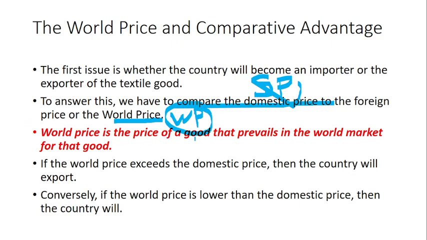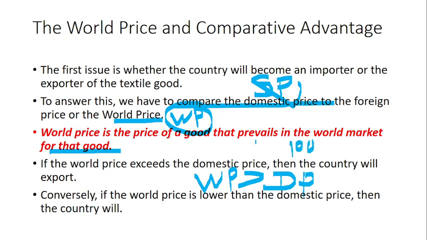Simply speaking, world price is the price of a good that prevails in the world market for that good. It is the price of the commodity prevailing in the rest of the world or in foreign countries. Now, if the world price is greater than the domestic price, let us suppose that the price of the commodity is just 100 in our country, but it is 250 in the foreign country. What will happen to the trade of the country?